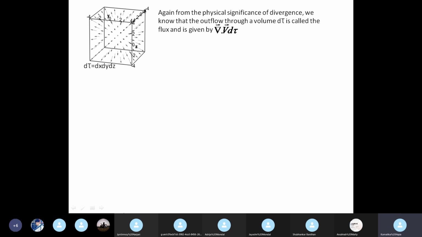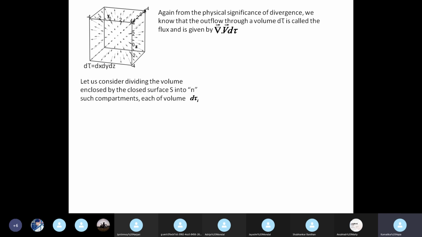Suppose you have a volume d tau equal to dx dy dz like this, then the outflow from this volume, all these arrows coming out, this is given by the divergence, and this is called the flux. Now let us consider, yes, any question?